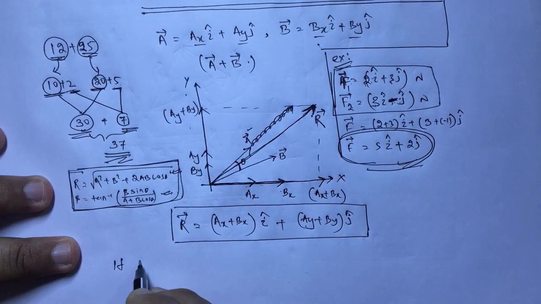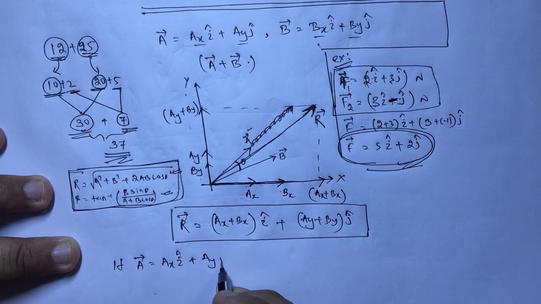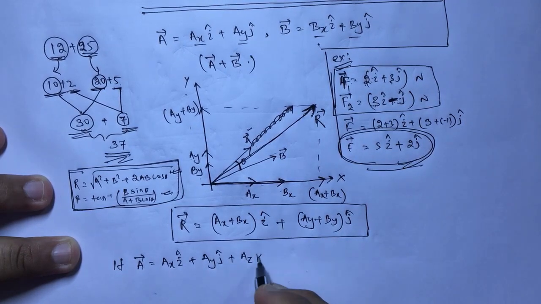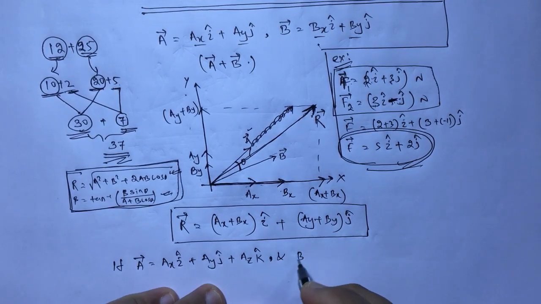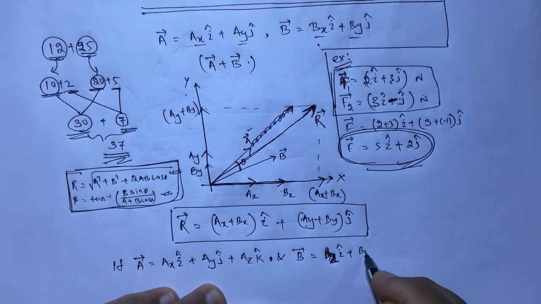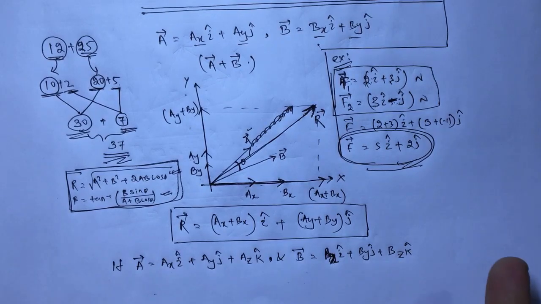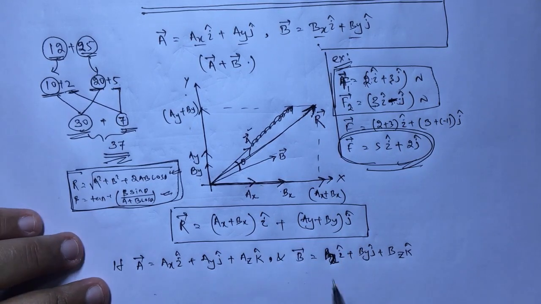If a vector equals ax i cap plus ay j cap plus az k cap, I am expanding it into 3 dimensions, okay, and b vector equals bx i cap plus by j cap plus bz k cap. Similarly, you can write c vector also. If c vector is also there, then same thing: ax plus bx plus cx i cap, ay plus by plus cy j cap, like that. But I am just writing it for 2, okay.